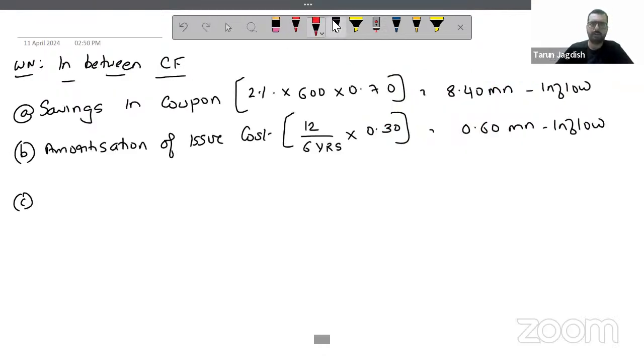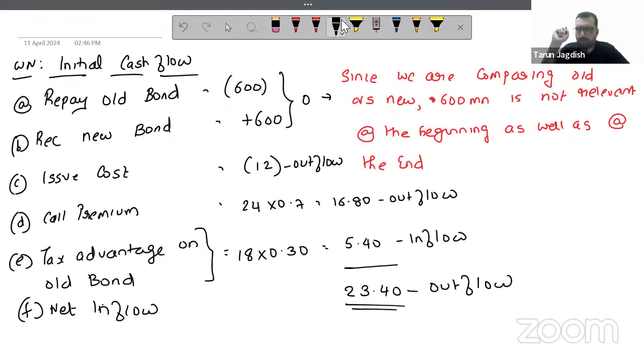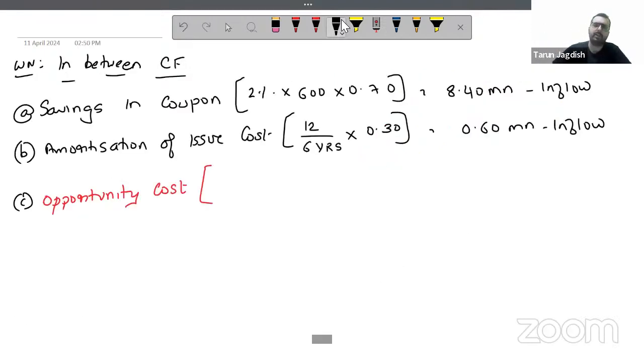Now, next part is important. Opportunity cost. So friends, what happens in case of opportunity cost over here is that, listen carefully. This is important. This is a tricky part. I have written off 18 million in year 0 itself. Had the conversion not happened, I would have amortized this 18 million over the coming 6 years. So ideally, 18 divided by 6 is equal to how much? 3. 3 million I would have written off every year.